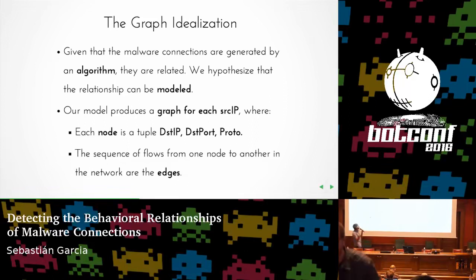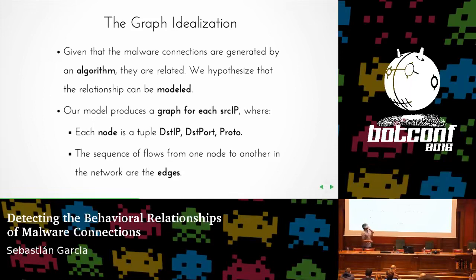So we say, okay, how can we do this? Let's create a graph, I will show you now, for each source IP address, okay? And each node in the graph is not the IP address. Usually when you see a graph, each point is an IP address. Here it's not like that. Each point is a destination IP, a destination port, and a protocol, okay? So each time that you see a point in the graph, it's actually a specific connection to some specific port. And then the sequence of flows from one node to the other node, those are the edges, okay?